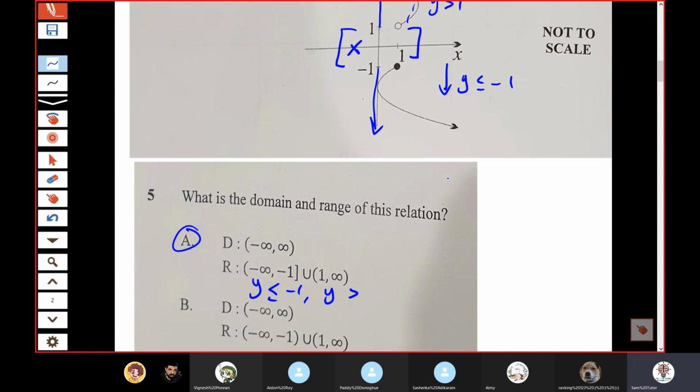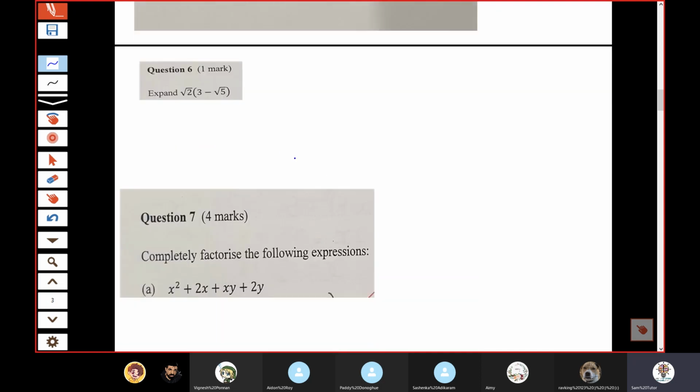No? Okay. Question 6. Very straightforward. I don't think anyone really got this one wrong. 3√2 minus √2 times √5 is √10. Easy.